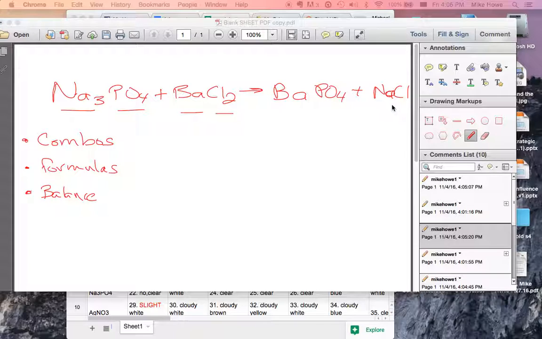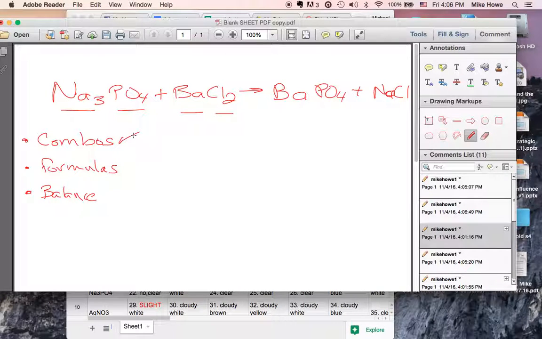All right, so now we've done step 1. We have written our combinations. So see, step 1, combos, check, done. Now we need to write formulas. To write chemical formulas, you have to use charges.